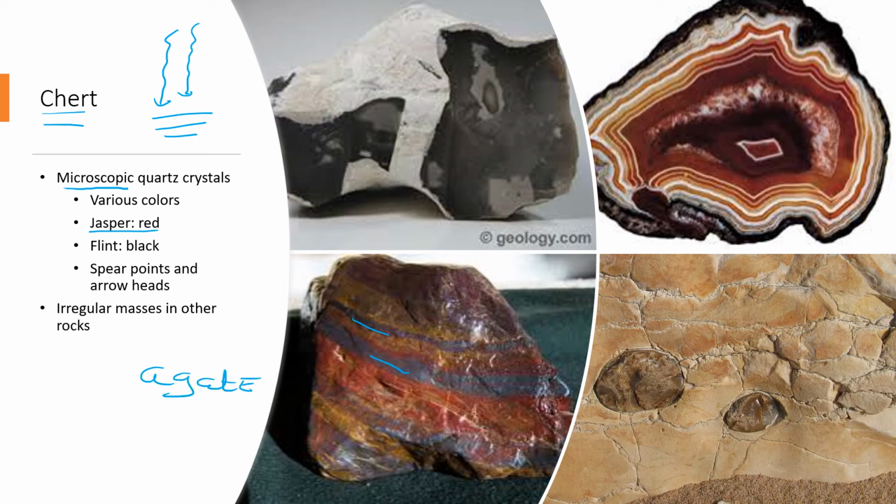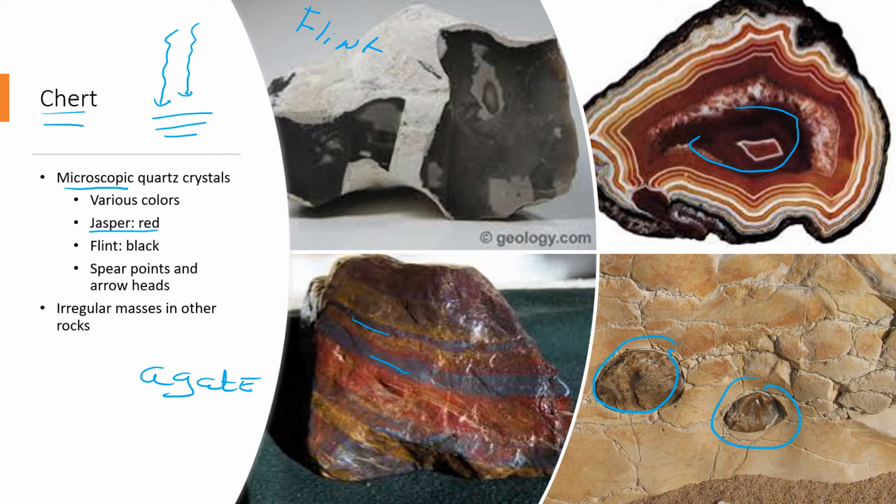Agates can be in many different colors. This happens to be a banded agate here that is also a geode. If it's black, it's flint. So this is flint. The Native Americans used flint to make arrowheads and spear points. It takes a very sharp edge. And it can also show up as irregular masses in other rocks, like here. Those would be called chert nodules.